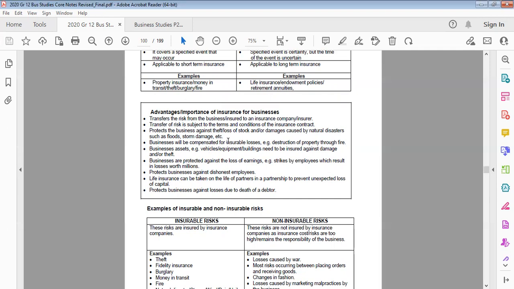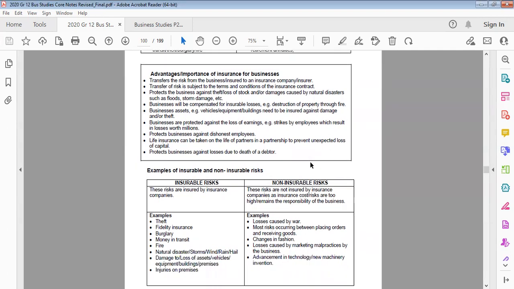Businesses will be compensated for insurable losses. Businesses' assets and vehicles need to be insured against damage or theft. Businesses are protected against the loss of earnings. So, dishonest employees: if people steal from your business, then you can claim from your insurance, especially if you were not part of the shenanigans. Life insurance can be taken on the life of partners in a partnership to prevent expected loss of capital.